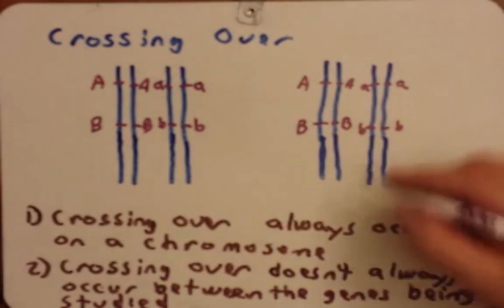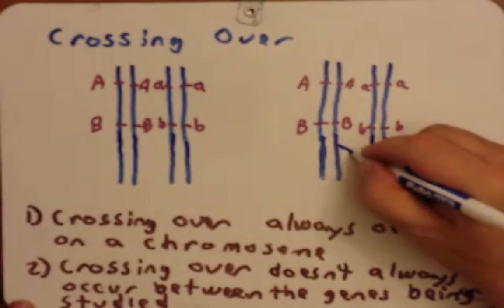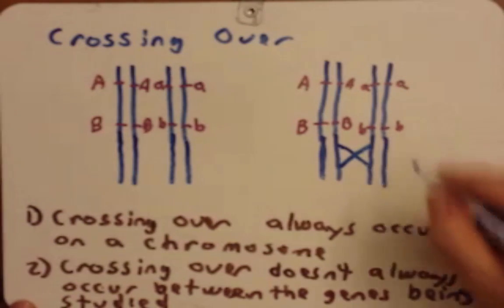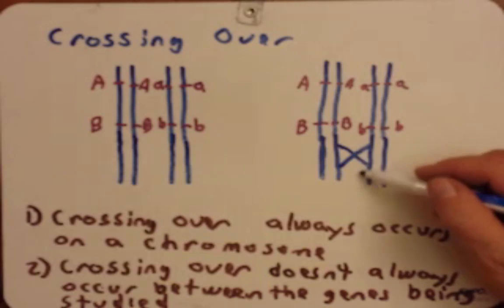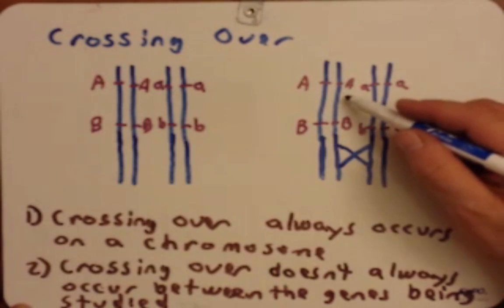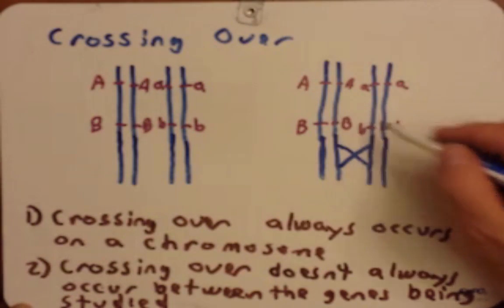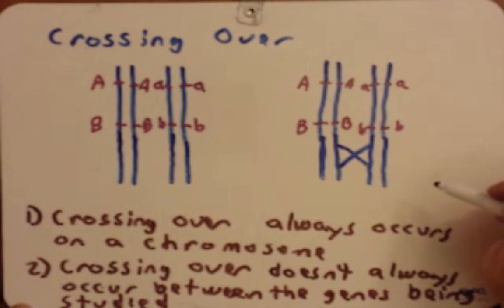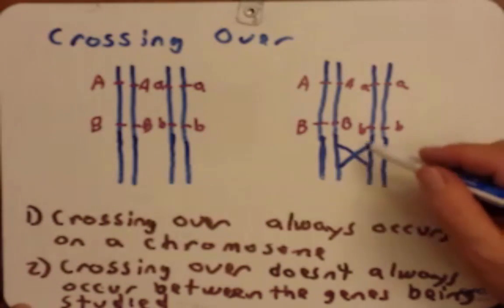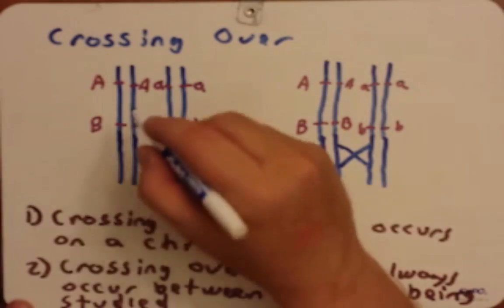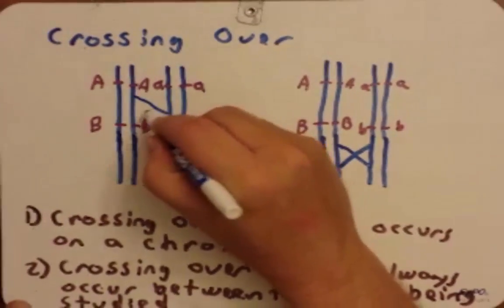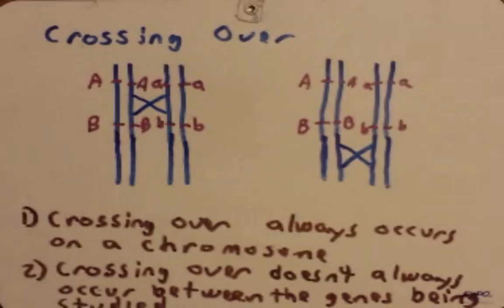So over here, let's say we have crossing over here. Crossing over always occurs on the chromosome somewhere, but we're not going to see it because we're only going to be looking for crossing over events here, in between genes A and B. If it occurs anywhere else, we're not going to be able to see it. We're only going to see crossing over when it occurs here, in between the genes we're looking at.